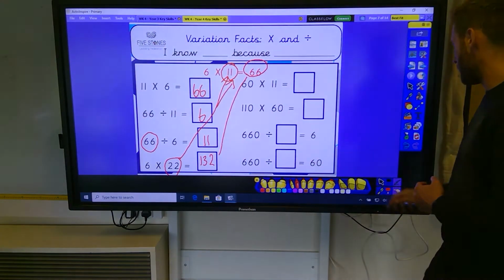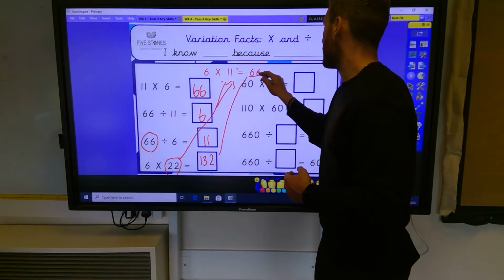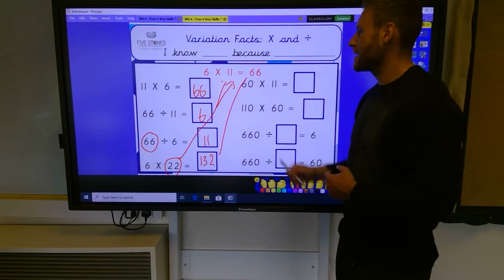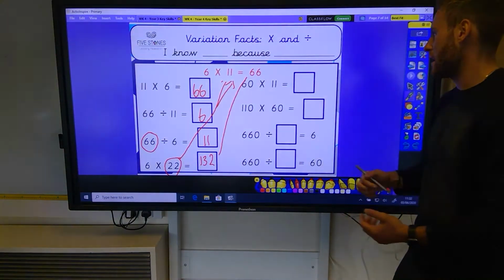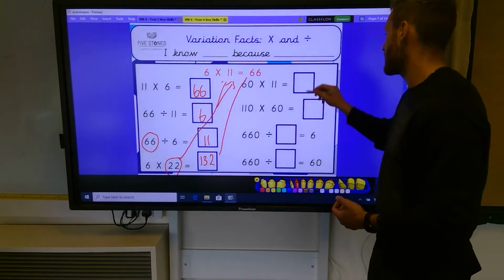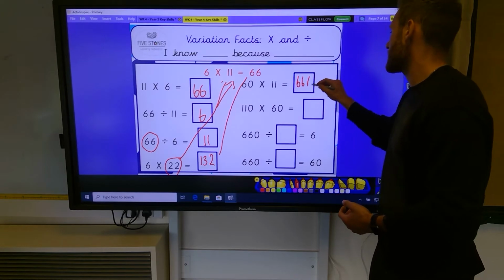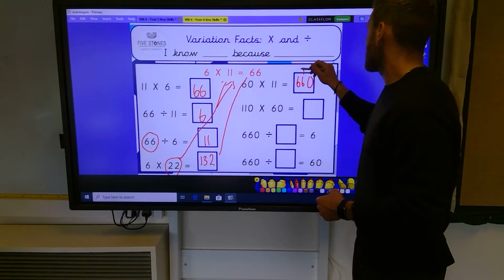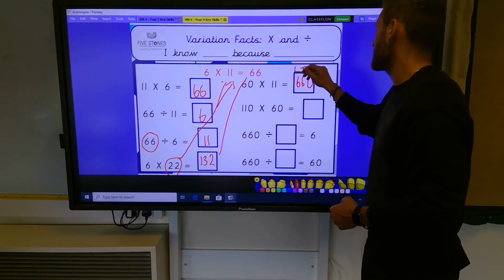What's changed from our fact? Yes, we've got 10 times more. So actually, it's 6 tens times 11. We know 6 times 11 is 66. But to make it 66 tens, we add our 0, so we've got our 66 tens there.